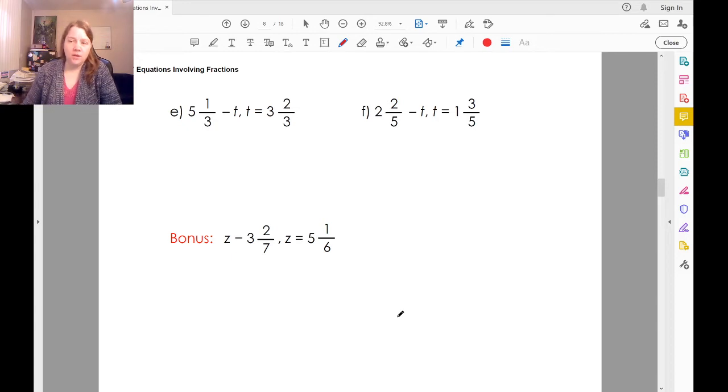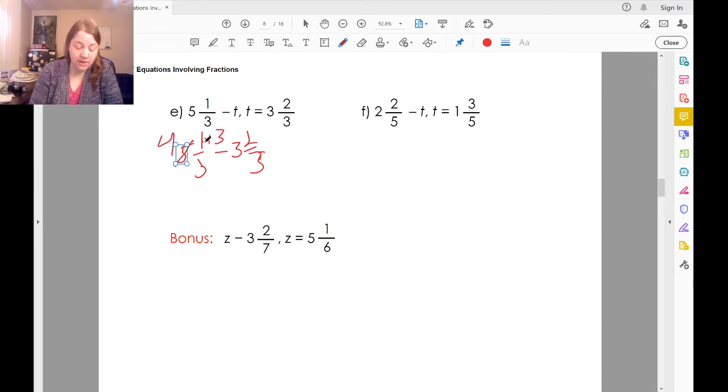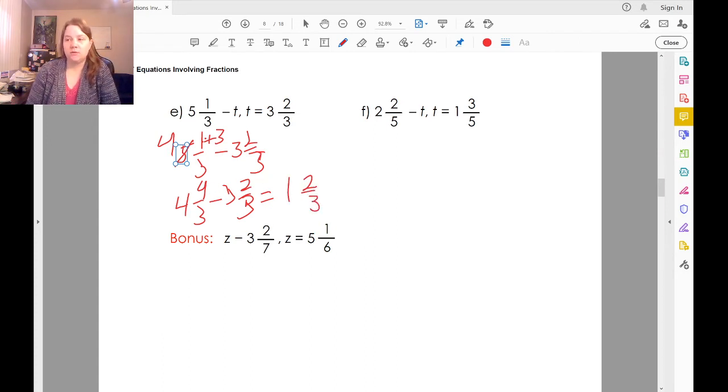Welcome back. So we have 5 1/3 minus 3 2/3, and we can't do 1/3 minus 2/3, so we're going to borrow from the 5, make it a 4, and add 3. So that'll be 4 4/3 minus 3 2/3. Really don't like those 3's, but whatever. 4/3 minus 2/3 is 2/3. 4 minus 3 is 1. 1 2/3.